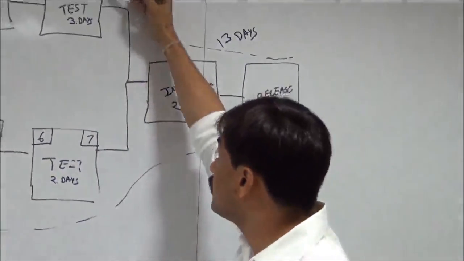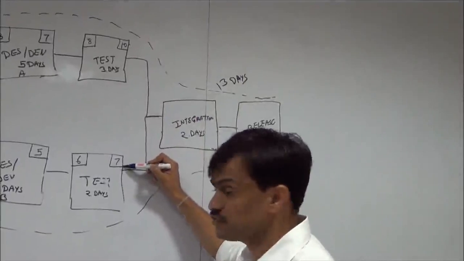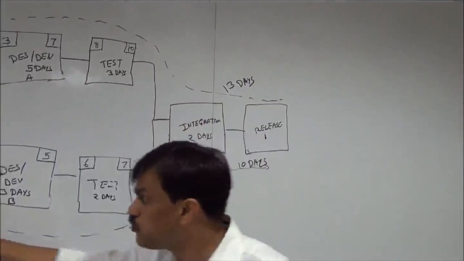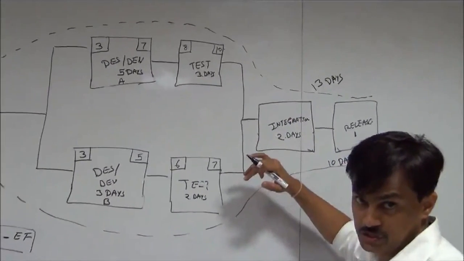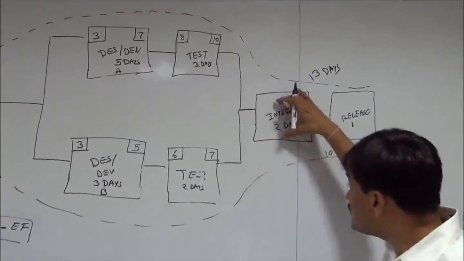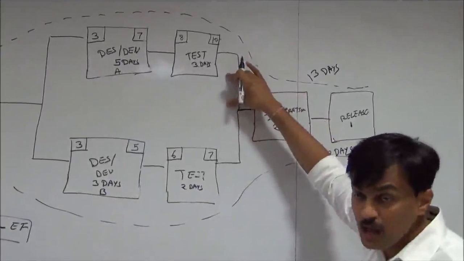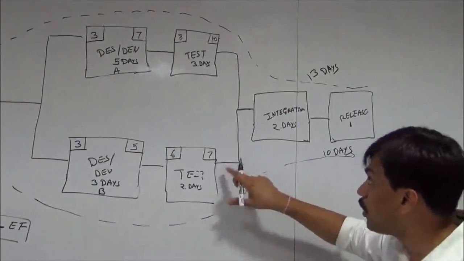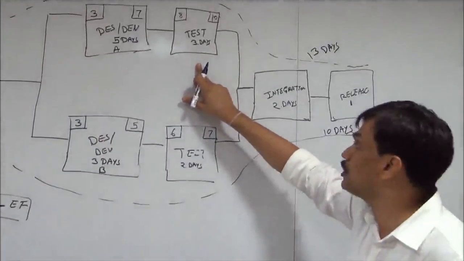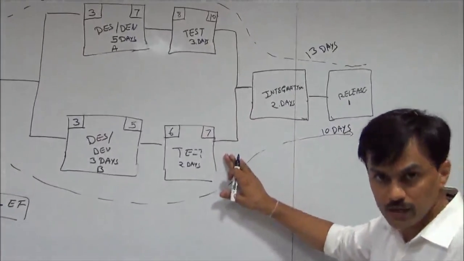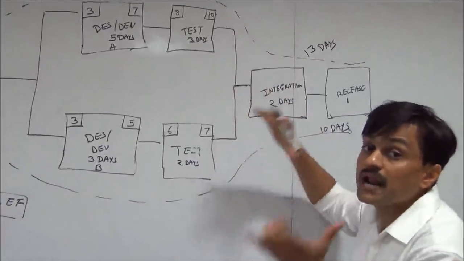Now, the integration can only start once the testing of both the modules is done. Here we have an early finish of 10 days and here we have an early finish of 7 days. When we go forward pass, we take the maximum of early finish. Why? Because this activity cannot start until both the outputs are available. I cannot start on day 7 because I need this particular input. I also need module 2. I cannot integrate just module 1. So I have to take the maximum of it because both the inputs are necessary.